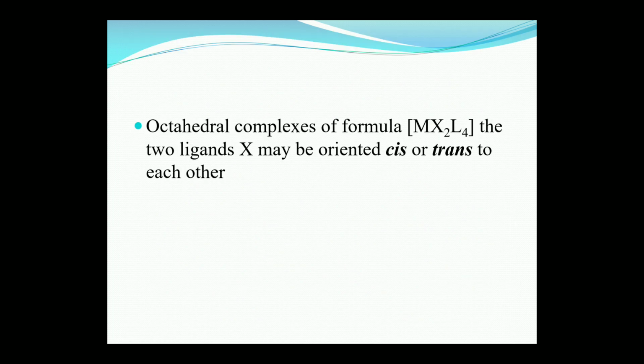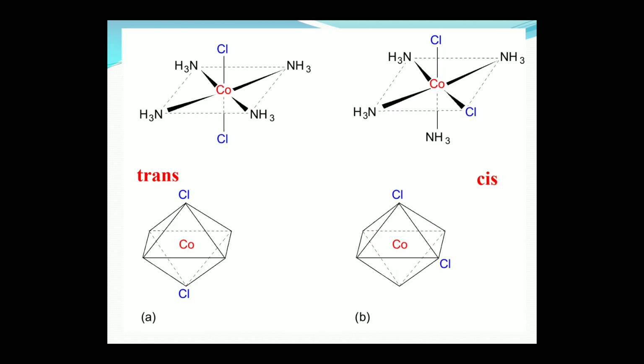Now talking about the octahedral complexes of formula MX2L4. So the two ligands X may be oriented as cis or trans to each other. So this is the example of the trans and cis forms. Here again you can see the basic difference is the position of the atoms.